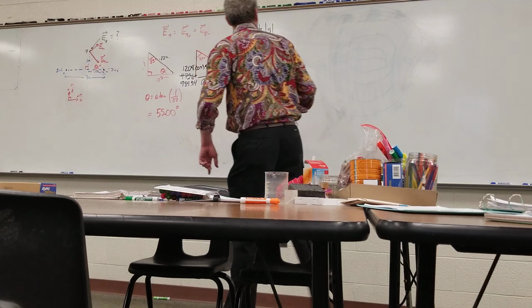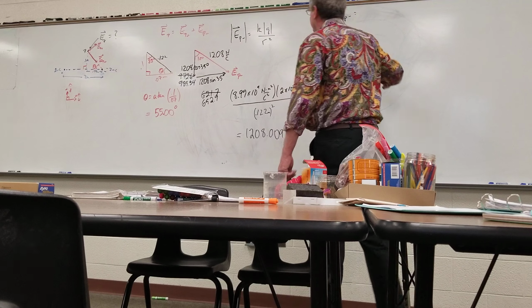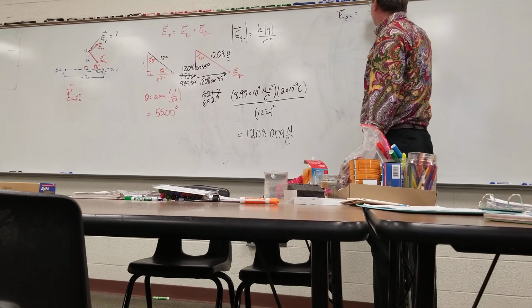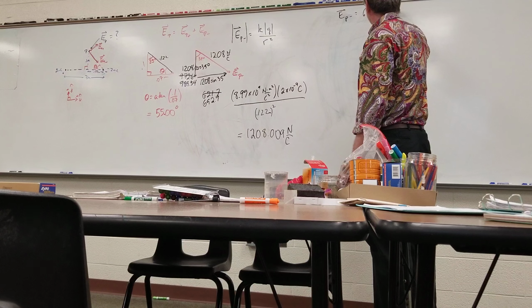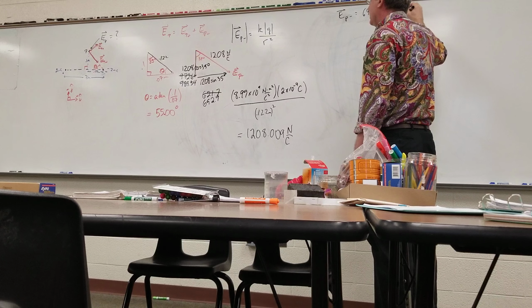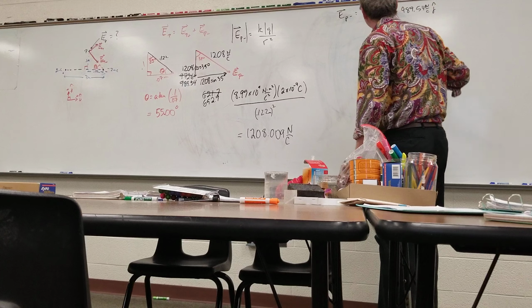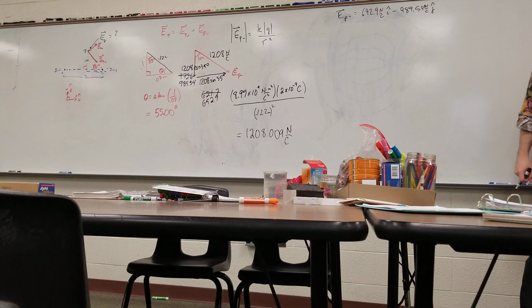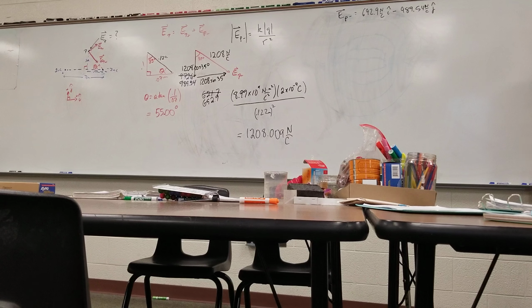So therefore, we now have EP negative in rectangular form is 692.9 newtons per coulomb I hat minus 989.54 newtons per coulomb J hat. We are halfway through the problem.